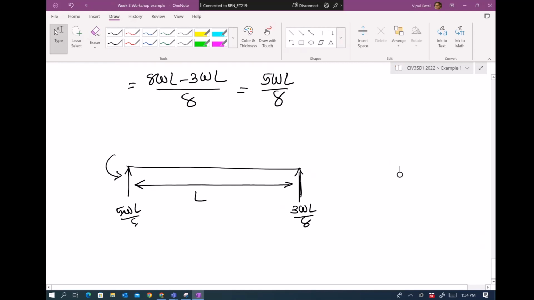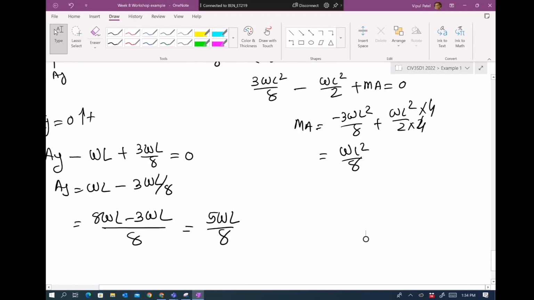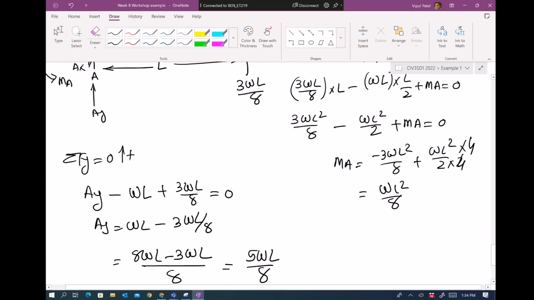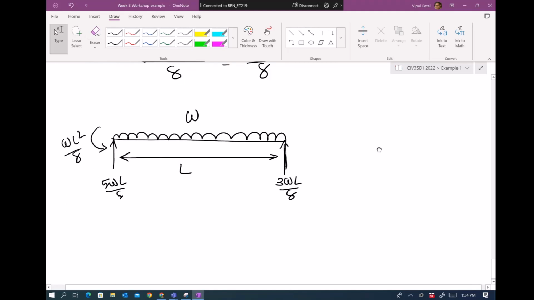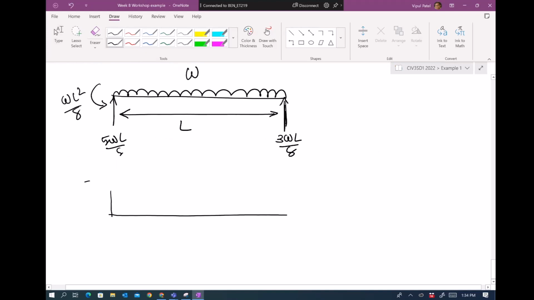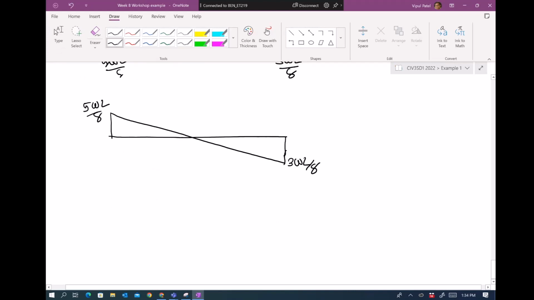Moment is WL square over 8. And this loading is W. So if I draw the shear force diagram, I'm just going to use our graphical methods. Anti-clockwise negative and WL square over 8. And you can find these values once you know all the parameters.